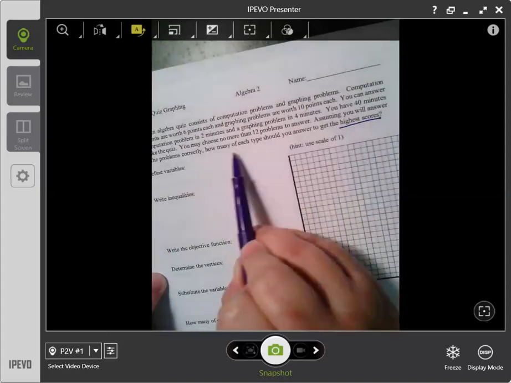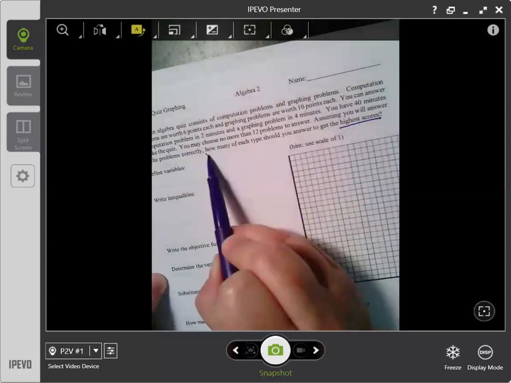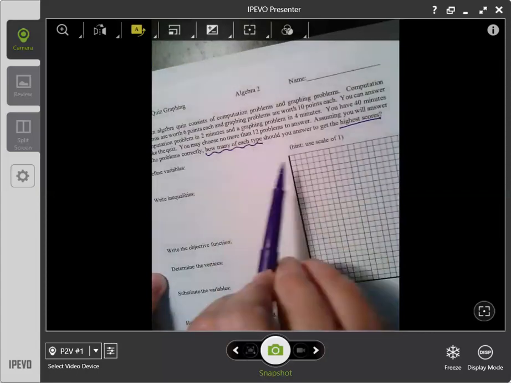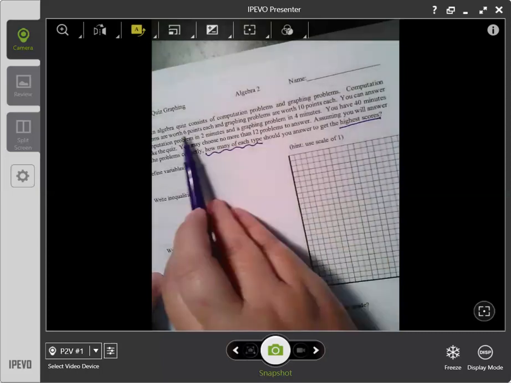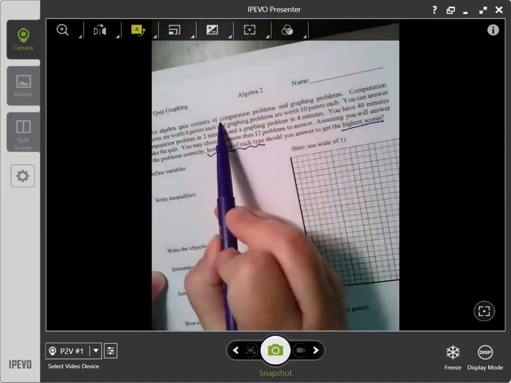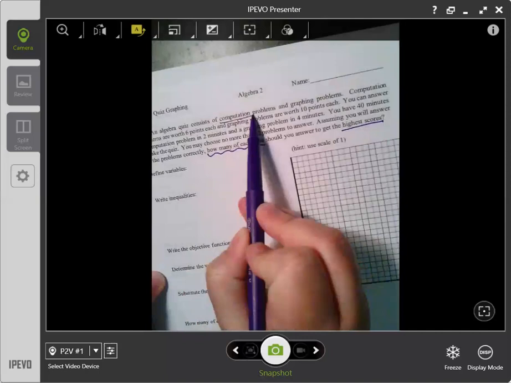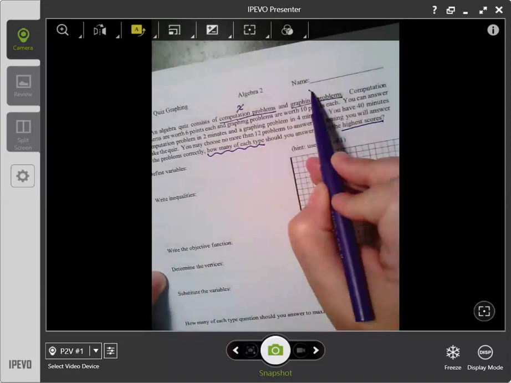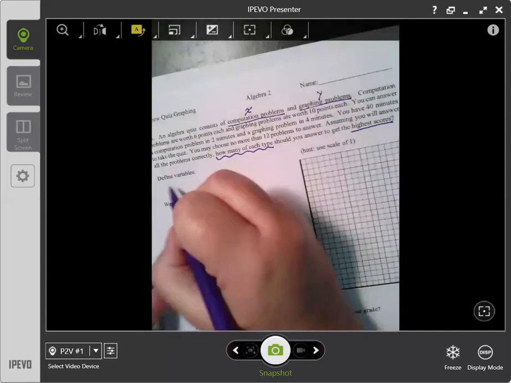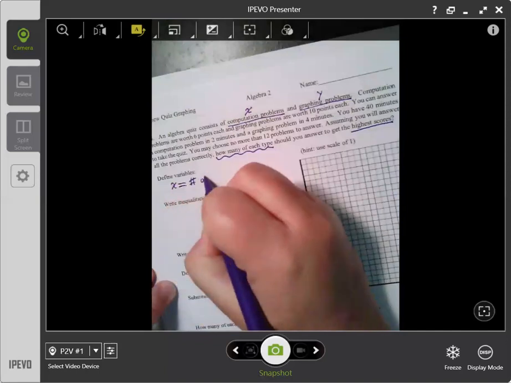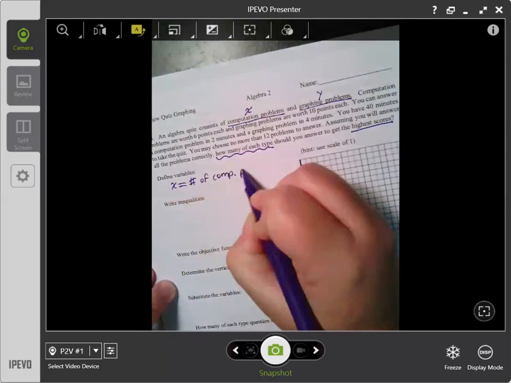The other thing this part tells me is what is being asked for. The how many of each type tells me that what I'm being asked for is how many of each type of problem I should answer on this quiz. So an algebra quiz consists of computation problems and graphing problems. That tells me what my variables are going to be. Computation problems, I'm going to call X, and graphing problems, I'm going to call Y. So technically, the X stands for the number of computation problems, and the Y stands for the number of graphing problems.